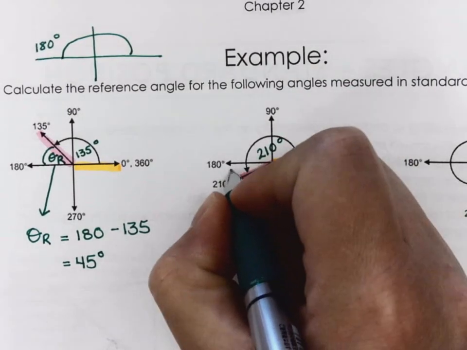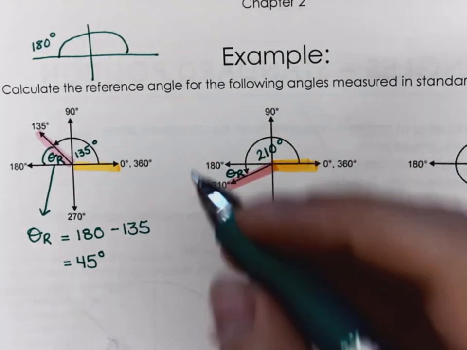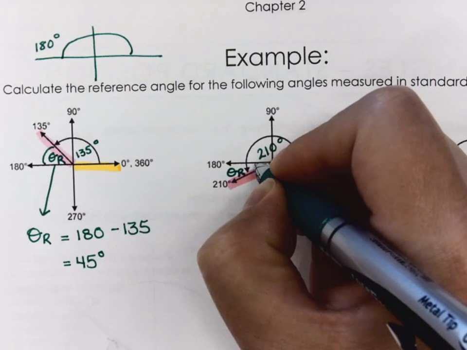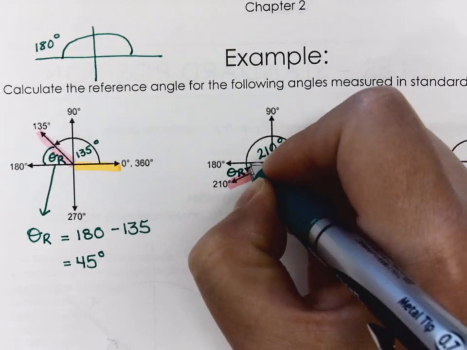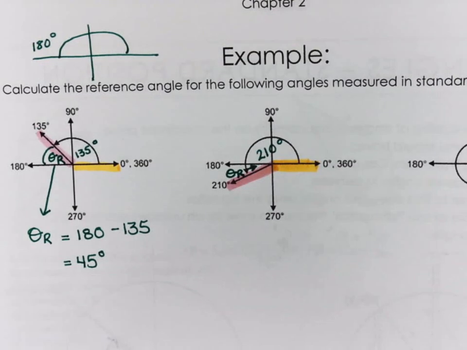And remember that the reference angles are made up with the x-axis. So our reference angle is right here. So it's this little part from here to here. I don't have enough room to draw it in. So that's what we're trying to find this time.